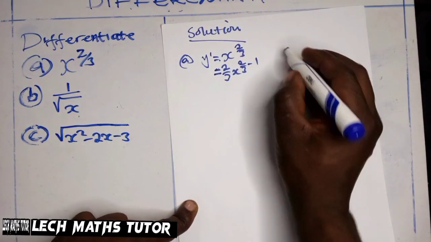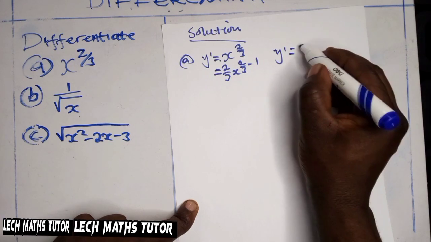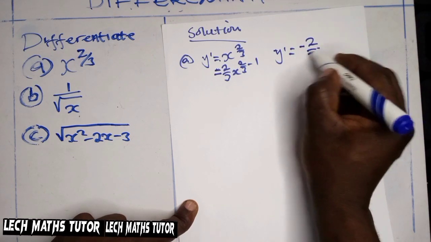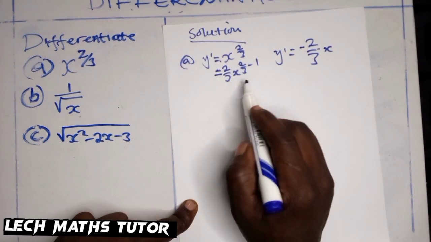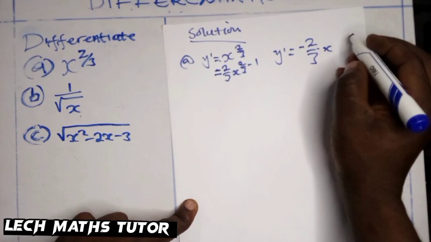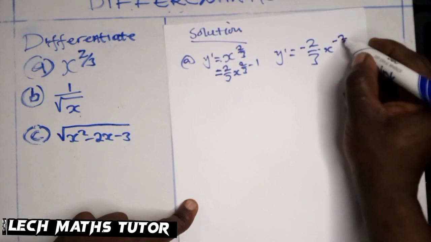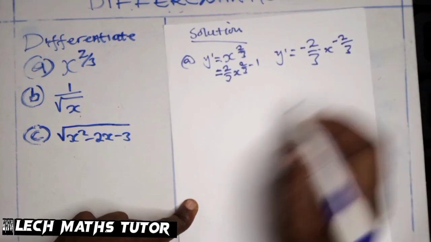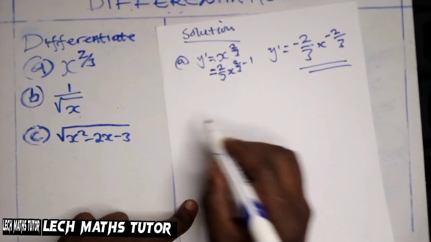So the answer is going to be y prime equals 2 over 3 x power. When you subtract 2 over 3 minus 1, we are going to have minus 1 over 3. So this is our final answer for number 1.